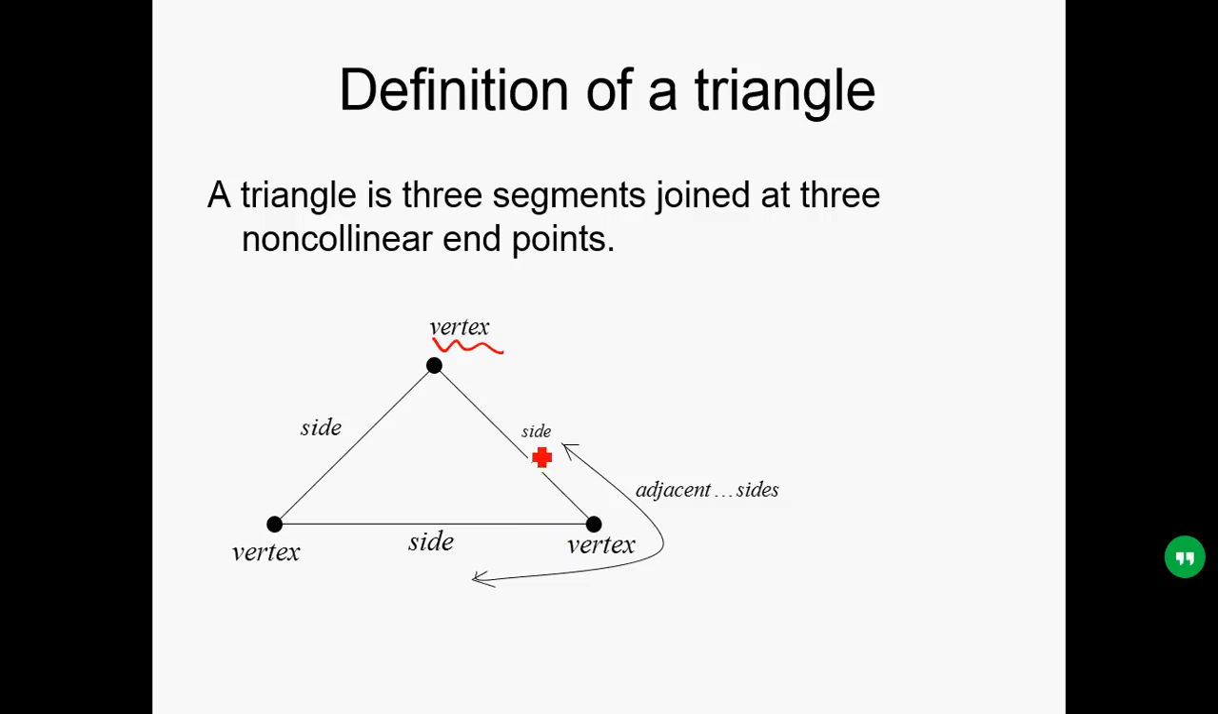And then you have your three sides. The three sides are going to be line segments. When you have two sides put together like this, those two sides are known as adjacent. So if I grab this angle up here and put these two sides together, these two sides would be called adjacent to each other.